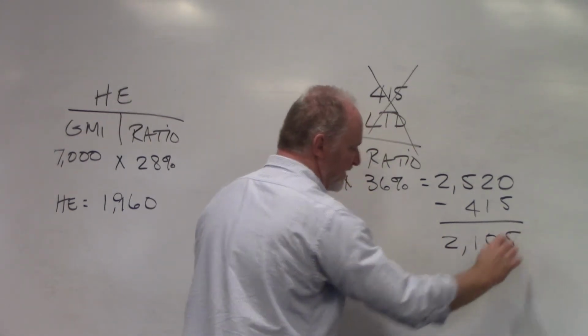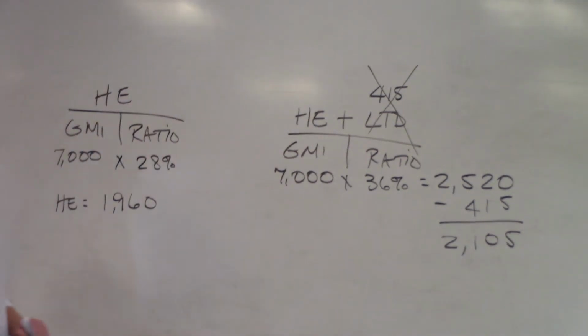2105, somebody check my math, that look good? Yes. Okay. Well, I got 2107. What'd you get? Yeah, I think you may have just made a calculator error because I don't think there were any rounding issues there.